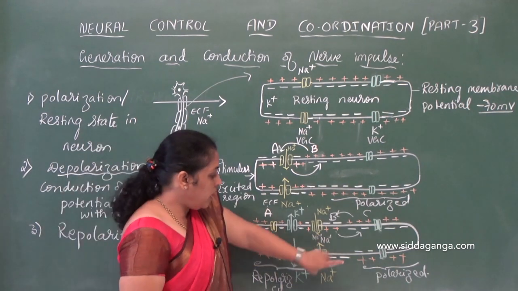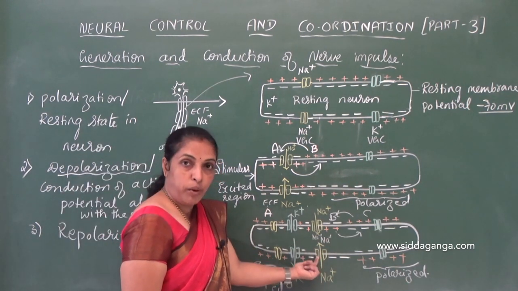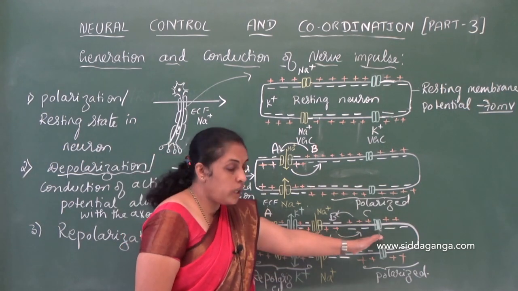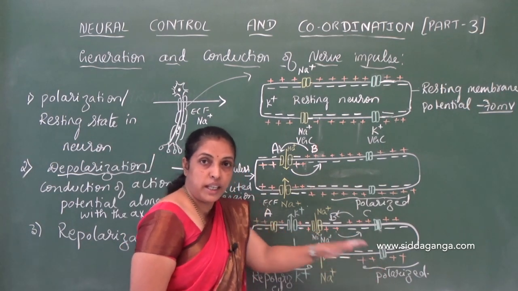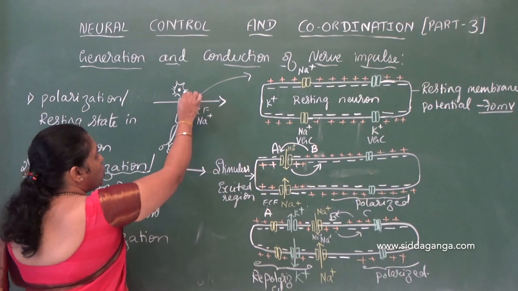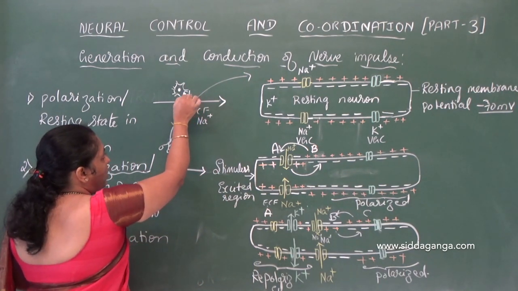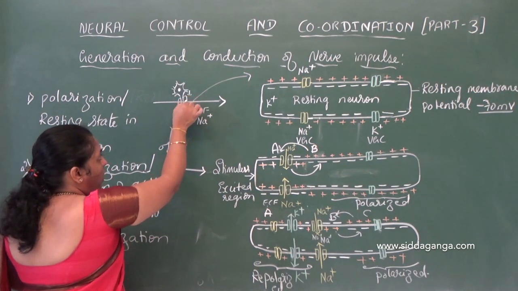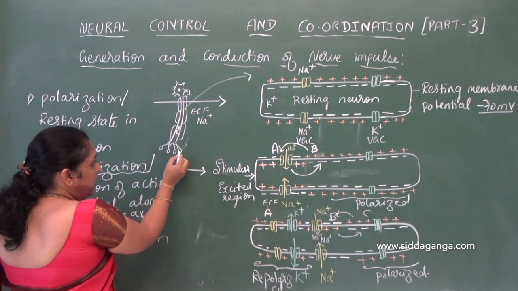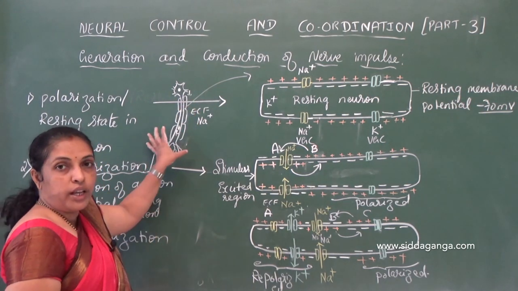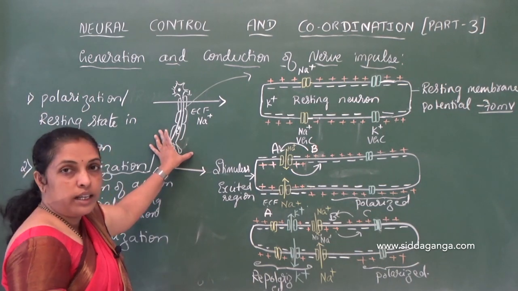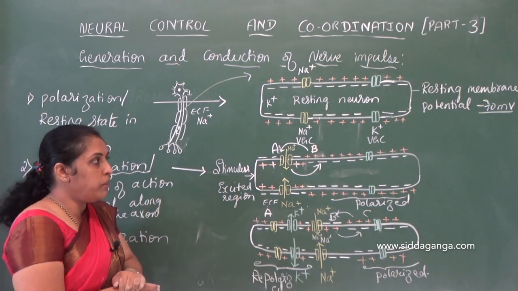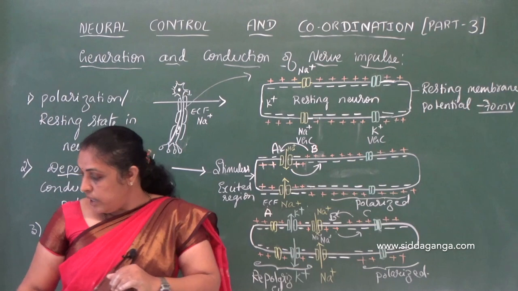And the adjacent area, now it is in depolarized state. Adjacent to that, again it is in polarized state. In this way that stimulus information will be transferred from one part of the axon to the adjacent, till it reaches the axon terminal. So once again I'll explain this.